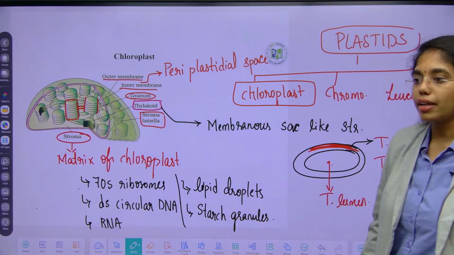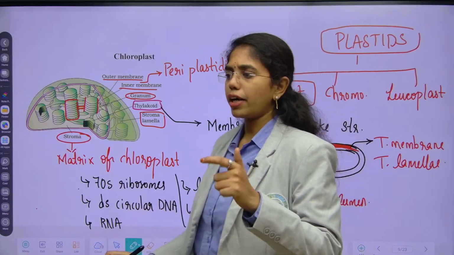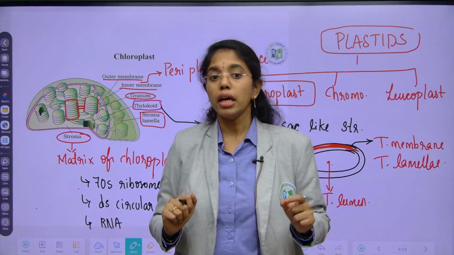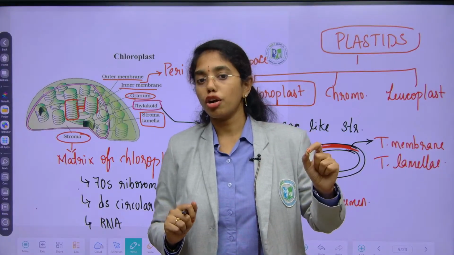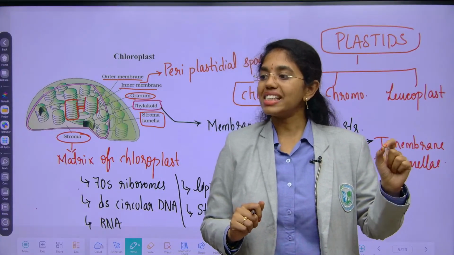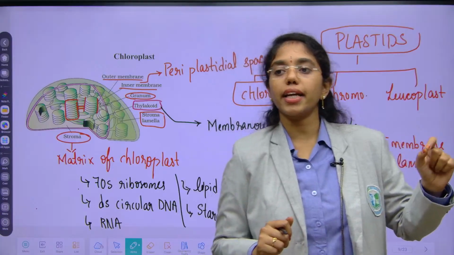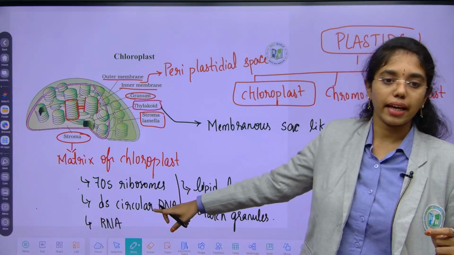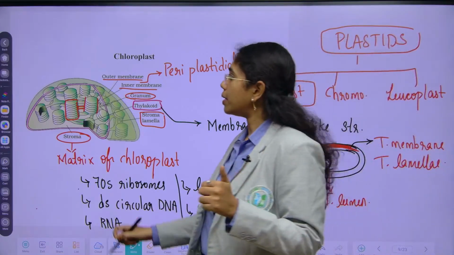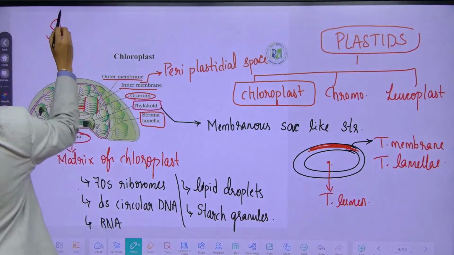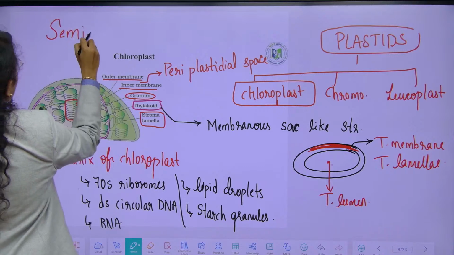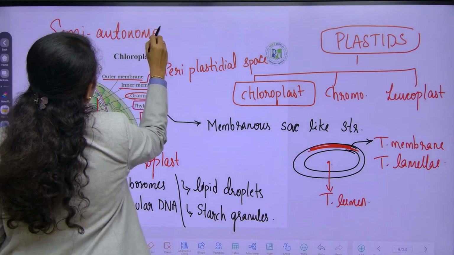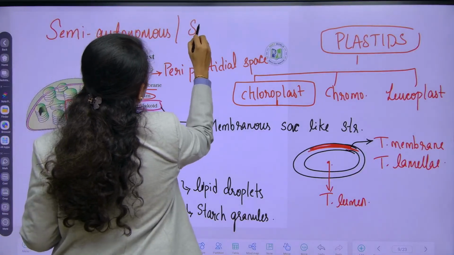One more point to tell you. Though chloroplast and mitochondria evolved from prokaryotes under the endosymbiotic theory, these organelles are also known as semi-autonomous cell organelles or self-duplicating organelles, because they can replicate their own DNA. Okay, remember that. Semi-autonomous or self-duplicating organelles.